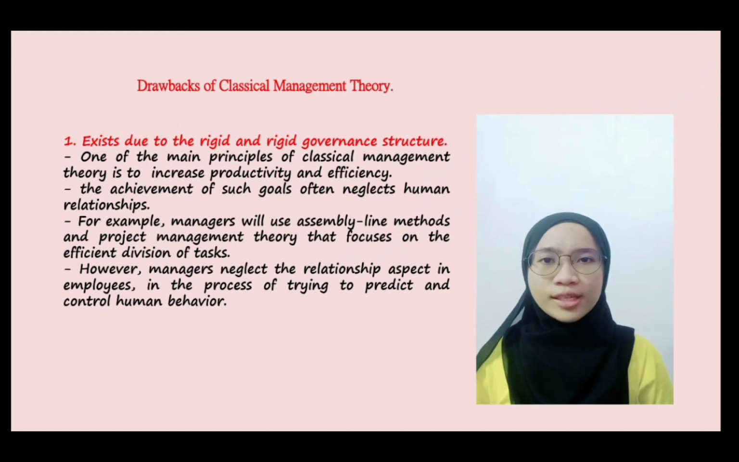The main weaknesses of classical management theory exist due to the rigid governance structure. One of the main principles of classical management theory is to increase productivity and efficiency. However, the achievement of such a goal often neglects human relationships. For example, a manager will use the assembly line method and project management theory that focus on the efficient division of tasks. However, the manager neglects the relationship aspect of employees in the process of trying to predict and control human behavior.